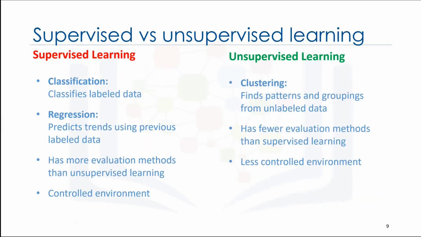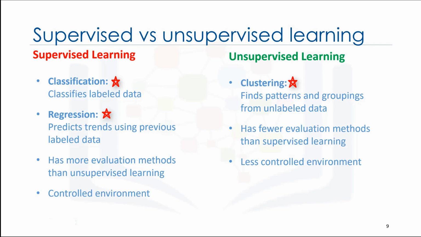So, to recap, the biggest difference between supervised and unsupervised learning is that supervised learning deals with labeled data, while unsupervised learning deals with unlabeled data. In supervised learning, we have machine learning algorithms for classification and regression. In unsupervised learning, we have methods such as clustering.